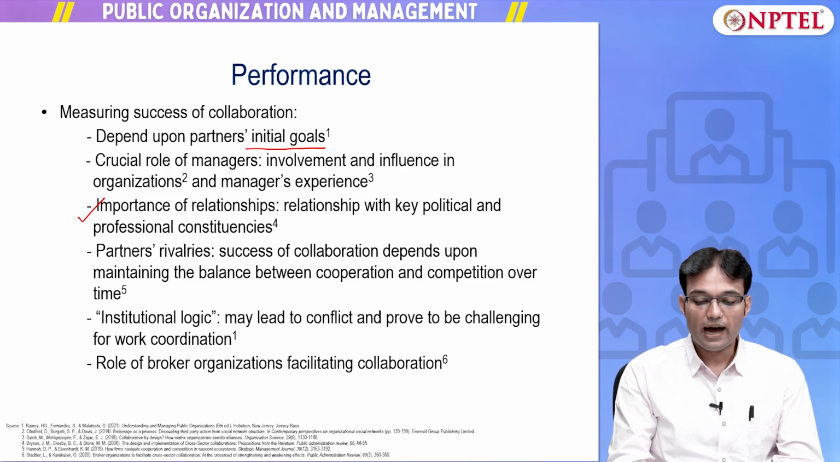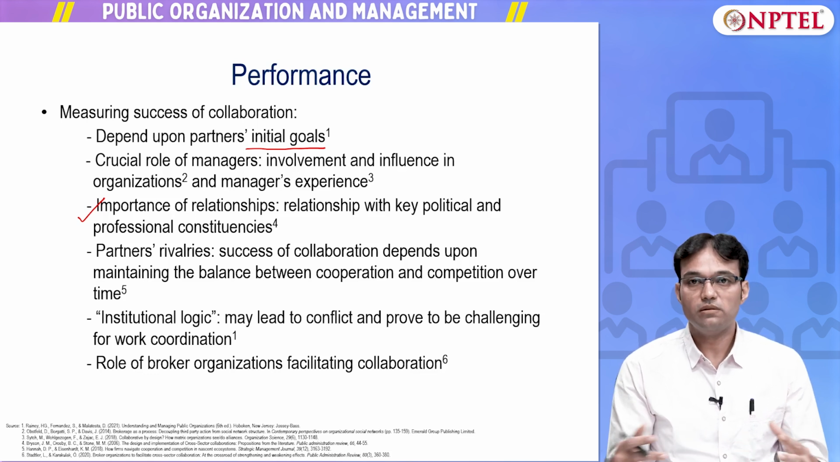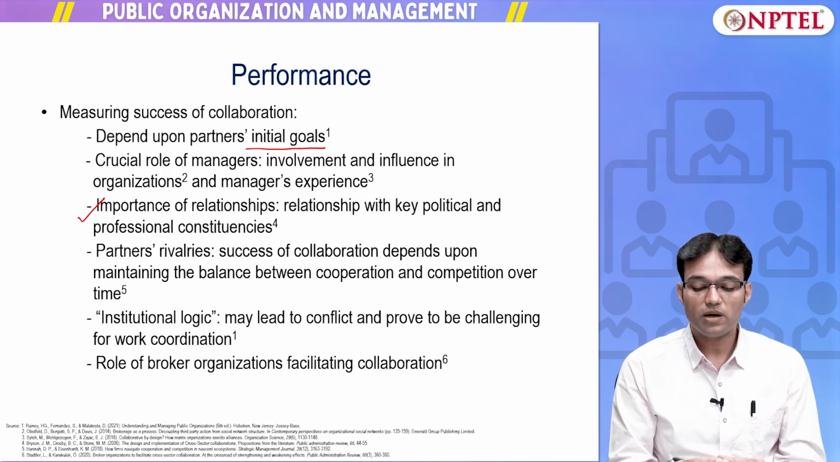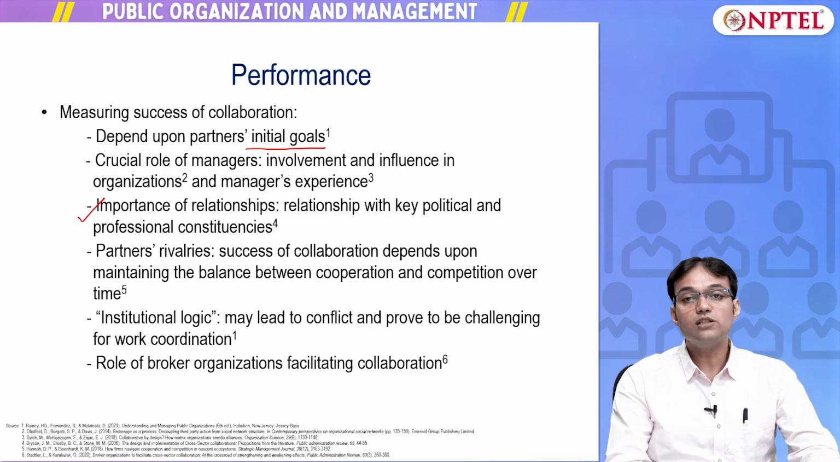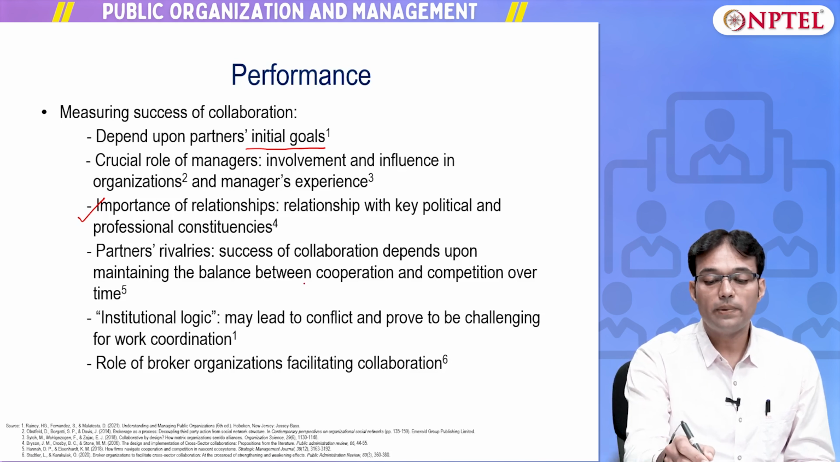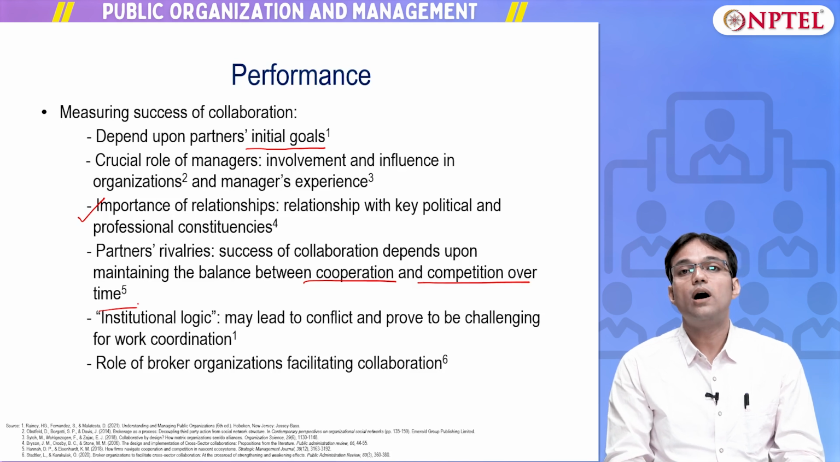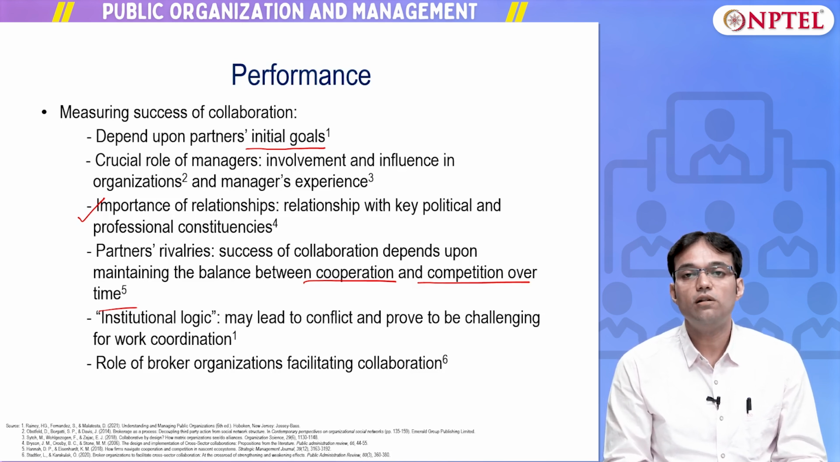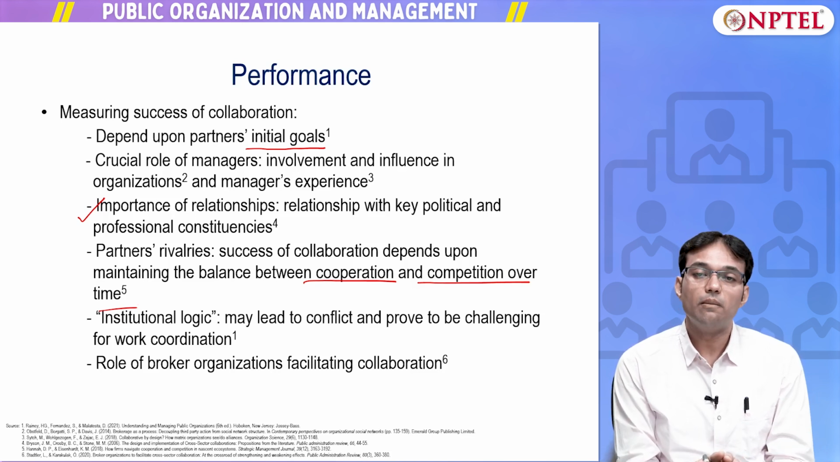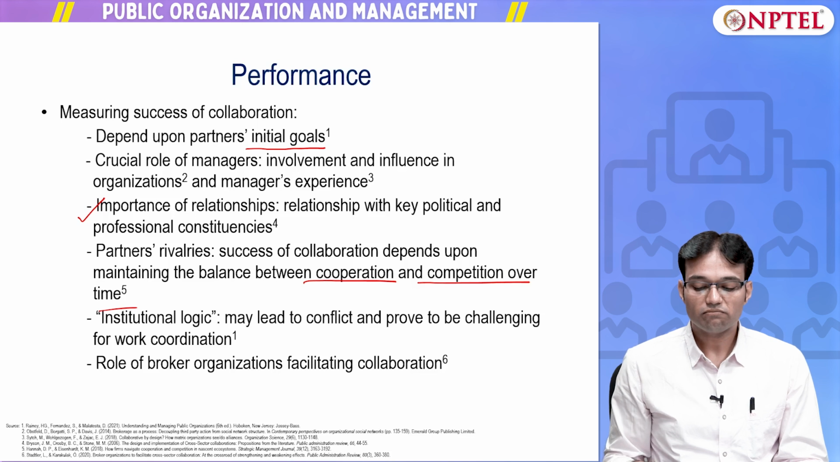Another piece of research highlighted the role of partners' rivalries, the competition of different sectors coming together to solve problems. This particular study concluded that the success of collaboration depends upon maintaining the balance between cooperation and competition over time. It's not that you have to compete all the time. When you are partnering with other organizations to solve problems, if there is a better balance between cooperation and competition, it can be another indicator which can ensure the collaboration success.